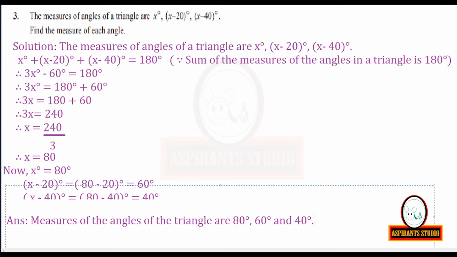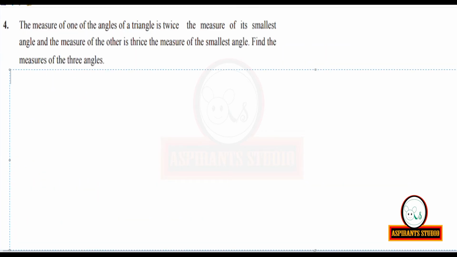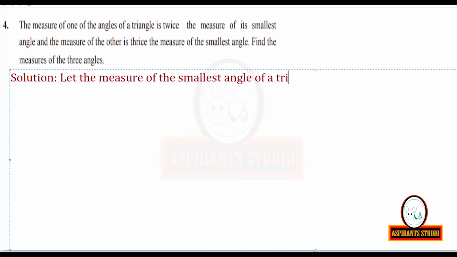Now coming to the next question. The measure of one of the angles of a triangle is twice the measure of its smallest angle, and the measure of the other is thrice the measure of the smallest angle. Find the measures of the three angles. First of all, we don't know the measure of the smallest angle. So, let us take the measure of the smallest angle of the triangle to be x degrees.